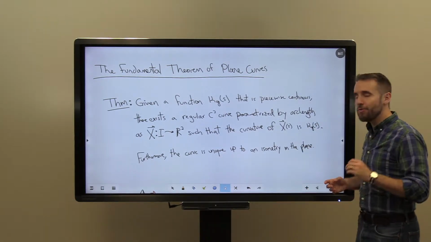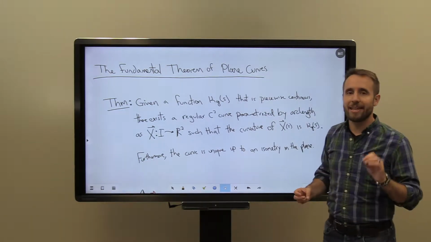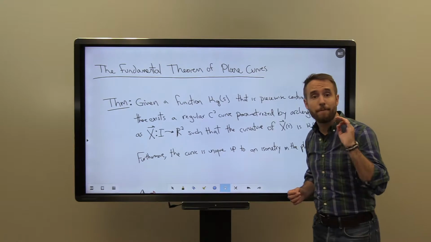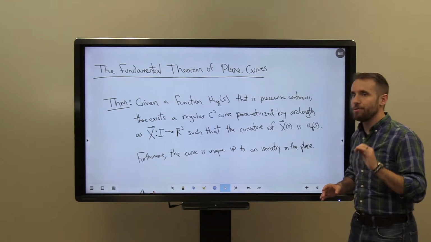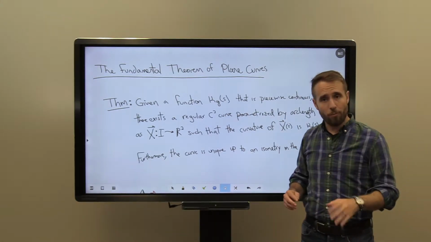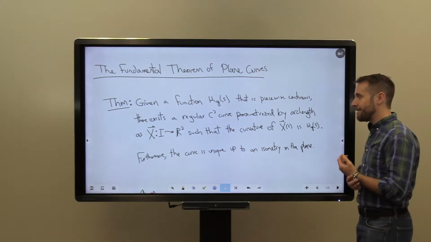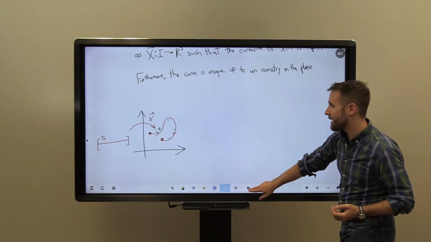We also have a uniqueness result. So this is both existence and uniqueness. This tells us that not only do we have such a curve, but furthermore, this curve is unique up to isometries in the plane. So what is this telling us practically? Well, let's take a look at this picture down here. I'm going to scroll down.